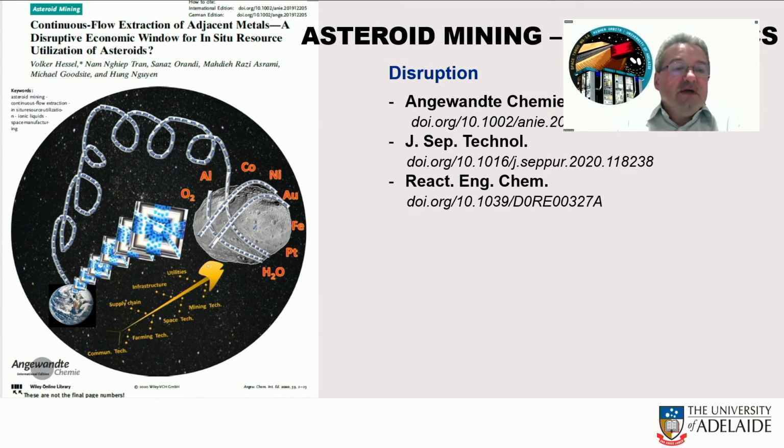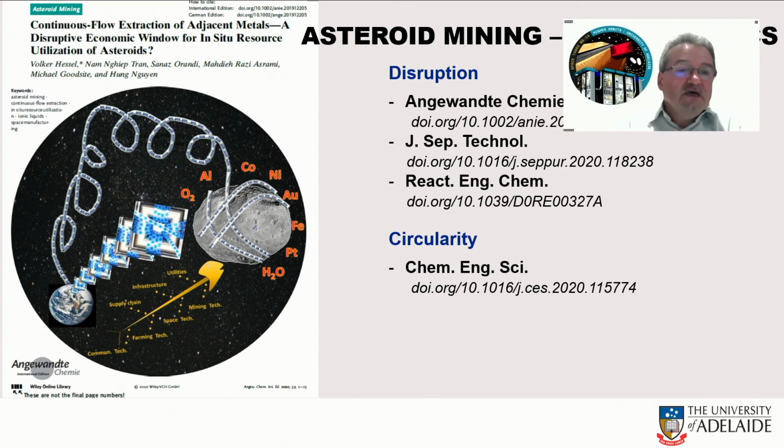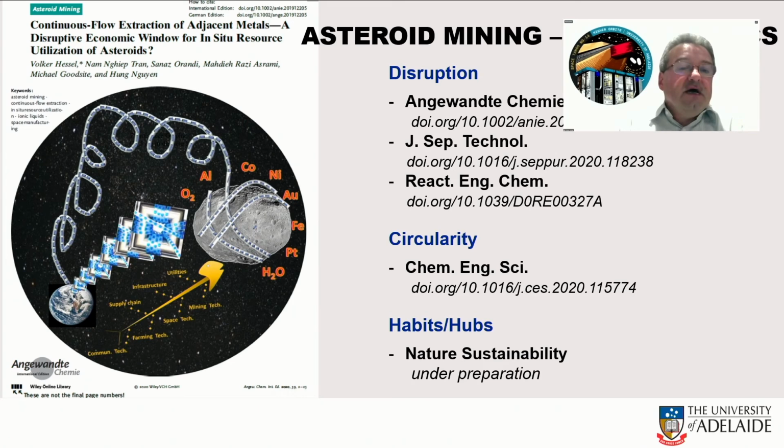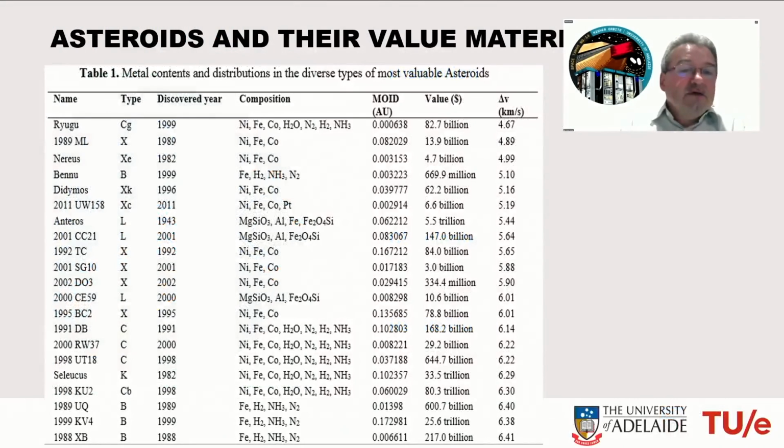We have some more papers as shown here. And what I talk about here is mainly published in the Journal of Separation Technology, which is the second journal mentioned over here. We have more papers published on circularity, as you see, and also on habitats and hubs. My review on space farming is almost ready to be submitted to Nature Sustainability.